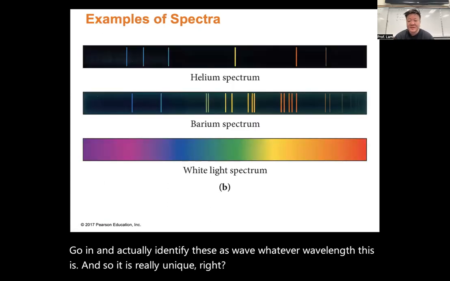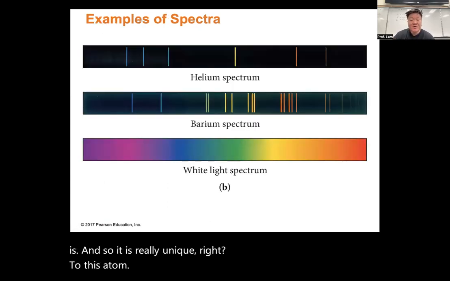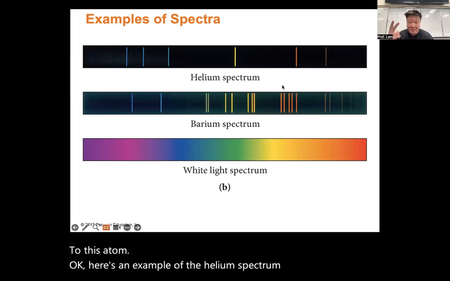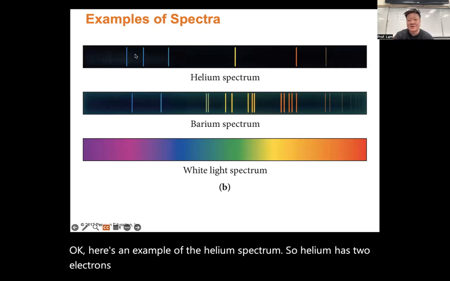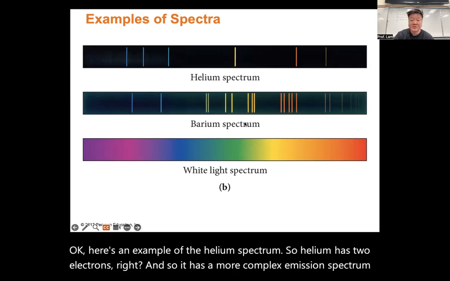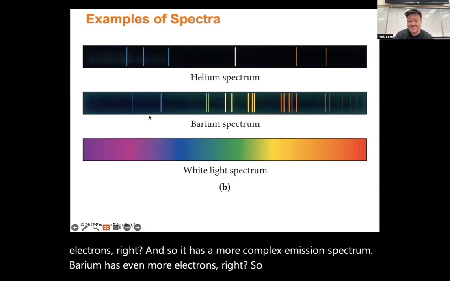To this atom. Okay, here's an example of the helium spectrum. Helium has 2 electrons, right? And so it has a more complex emission spectrum. Barium has even more electrons, right? So it has even more lines.